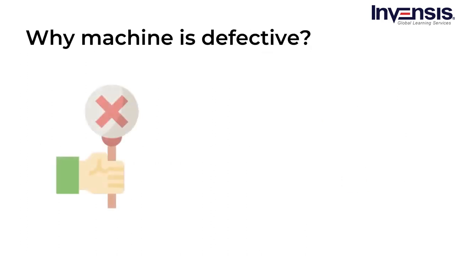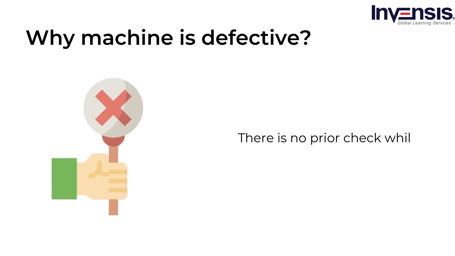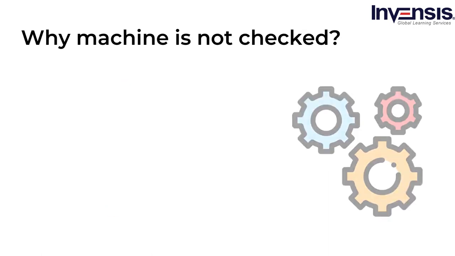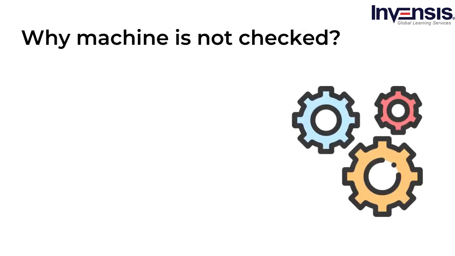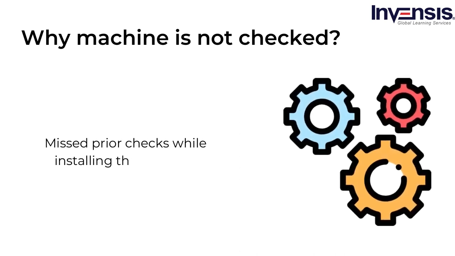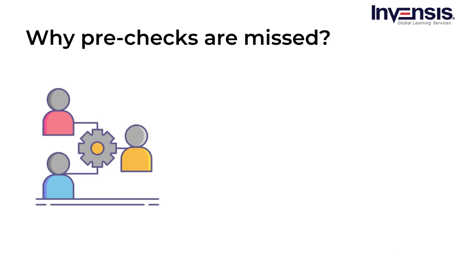Then with the third question, why is the machine a defective one? The answer to this can be, because no check was done on the machine while installing. Why was the machine not checked while installing? Then there comes the fourth question. The answer to this can be, it was missed while installing the machine. Then why was it missed while installing the machine?